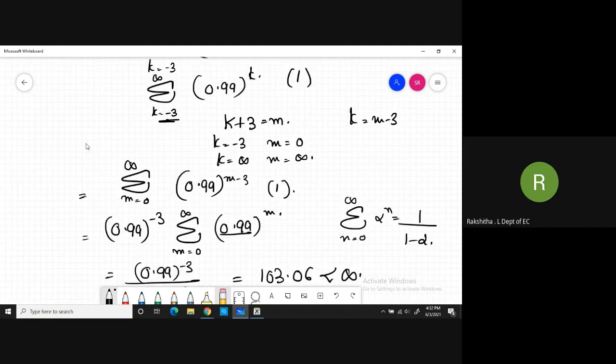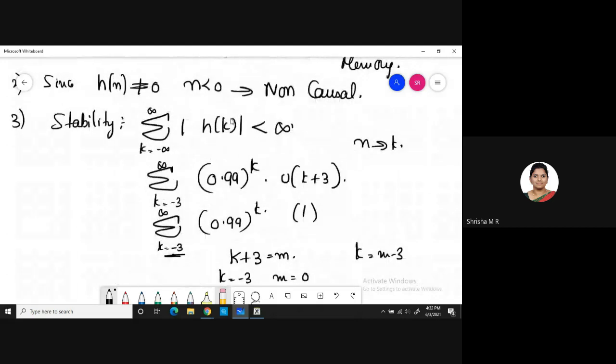So for a system to be stable, summation k is equal to minus infinity to infinity, modulus of h of k should be less than infinity. So in our case, the waveform is existing from minus 3 to infinity. So h of k is nothing but h of n, 0.99 to the power of n into u of n plus 3. Replace n with k. We have 0.99 to the power of k into u of k plus 3.